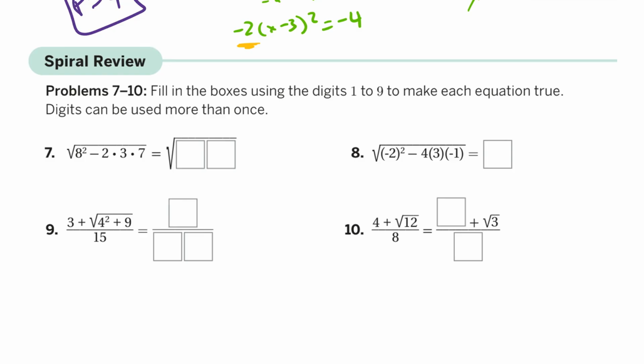So for number 7, it's really looking at order of operations here. So PEMDAS here, I'm going to be doing everything underneath this square root first before I square root it. Then exponents here, 8 squared is 64, minus 2 times 3 times 7. Now I have to do multiplication from left to right. So 2 times 3 is 6, and then 6 times 7 is 42. And then 64 minus 42 is just 22. So my answer here is just the square root of 22.